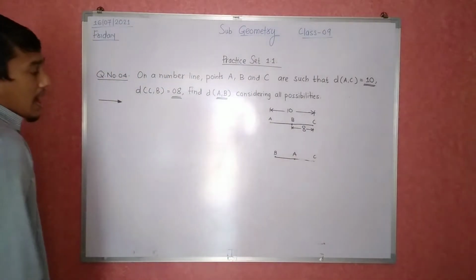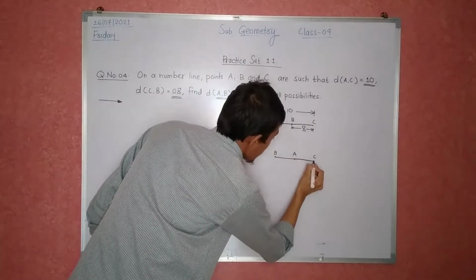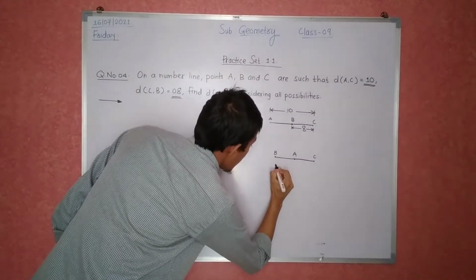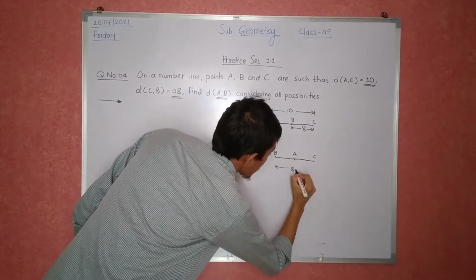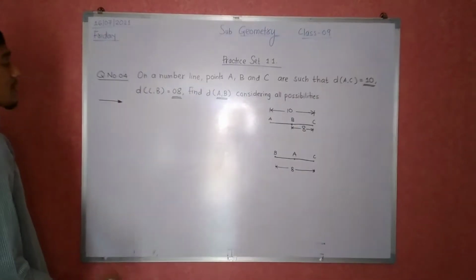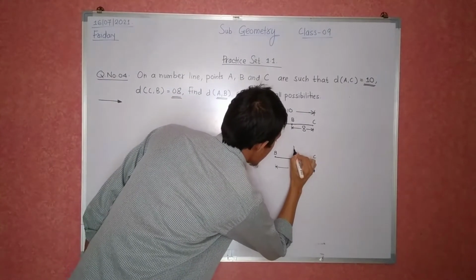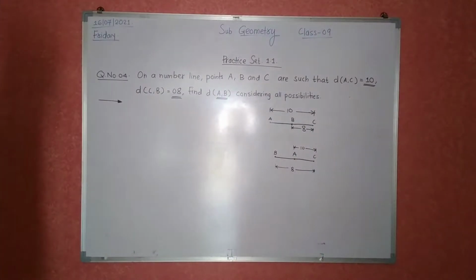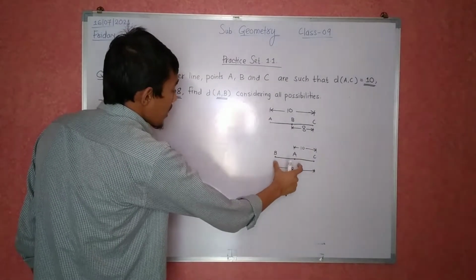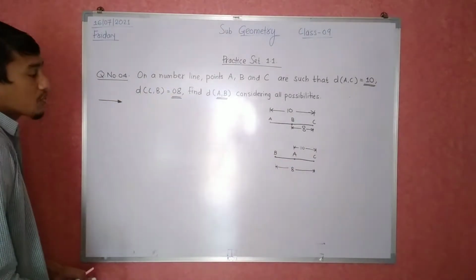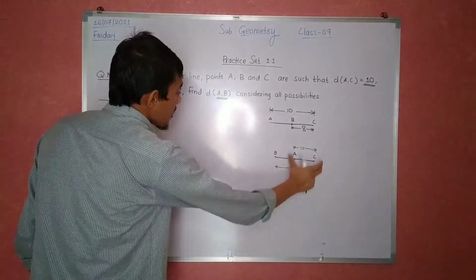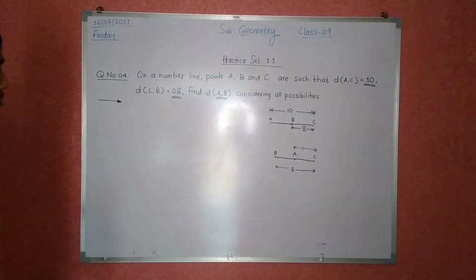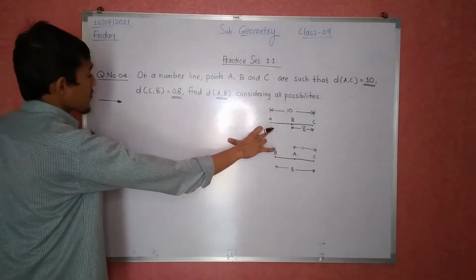Okay, and in second case the value of CB is 8. Okay, and the value of AC is 10. So in this case, if we want to find the value of AB, what we have to do, we have to subtract this 10 from 8 so that we will get the value of AB. So first we will consider the first case.